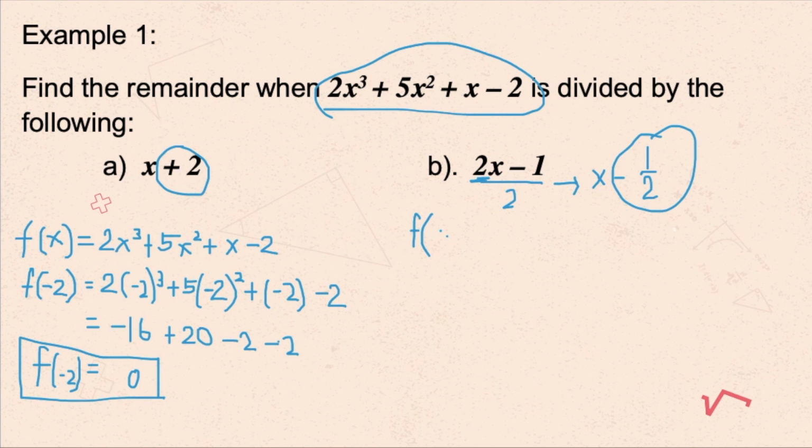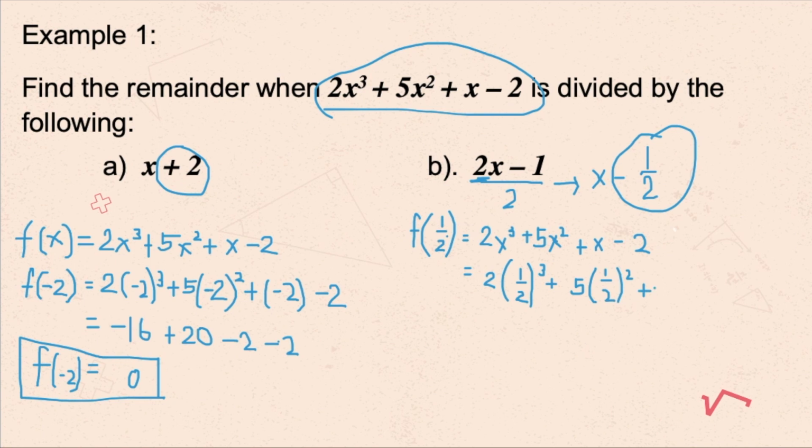With this, using f of 1 half, we'll substitute 1 half to all x's in the given f of x. So this will be 2 times 1 half to the third power plus 5 times 1 half to the second power plus 1 half minus 2.